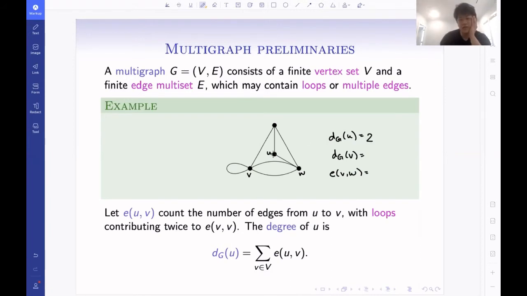So for example, here, U has degree 2. There are 2 edges emanating from vertex U. Degree of V is 1, 2, 3. We have a loop, but that counts twice, so that's 4 and 5. And E_VW is, well, we have 2 edges between V and W, so that's 2, right? And that contributed 2 to this sum.